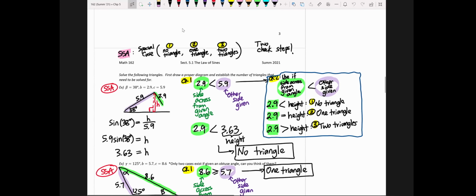For the ambiguous case SSA, the given information can form no triangle, one triangle, or two triangles. In order to determine which category we're in, we have to do the 2 check steps. So the first check step, we compare side across from given angle with the other side. If side across from given angle is less than the other side given, then we move on to check step 2 and compare side across from given angle with the height. And the note card tells you to determine whether we're going to end up with no triangle, one triangle, or two triangles.